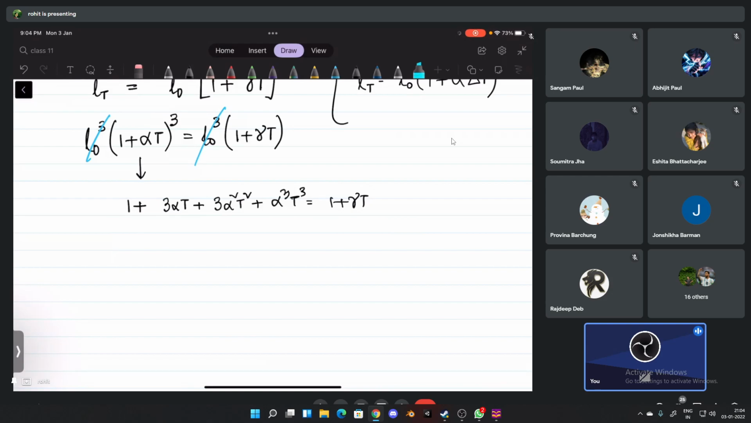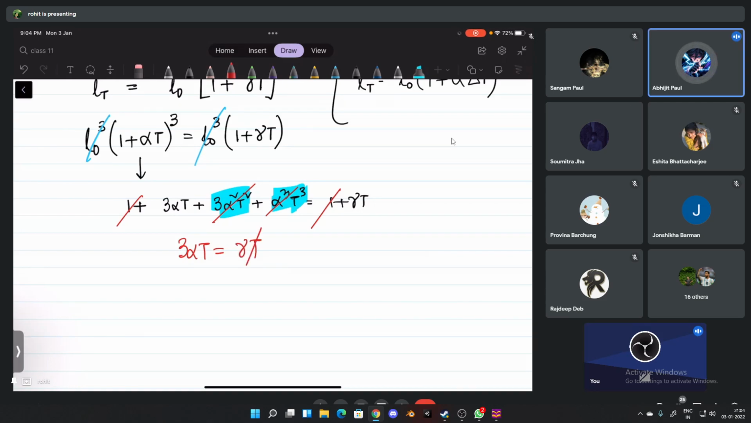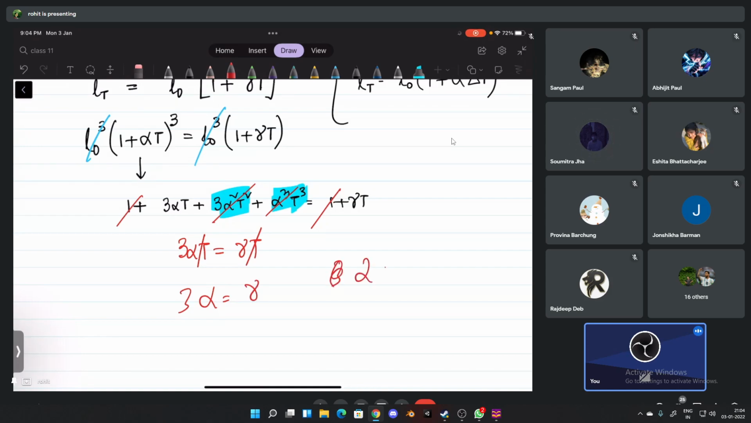So I think you got the point right now. Where was the mistake, right, guys? Still this will be small, so they can be neglected, and 1 again can be cancelled. 1 minus 1 is 0, so I get 3 alpha t equals gamma t. The t gets cancelled, so 3 alpha is equal to gamma.